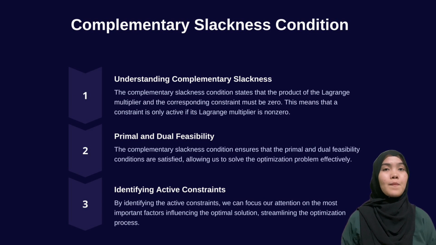Number 2. Primal and dual feasibility. The complementary slackness condition ensures that the primal and dual feasibility conditions are satisfied, allowing us to solve the optimization problem effectively. Number 3. Identifying active constraints. By identifying the active constraints, we can focus our attention on the most important factors influencing the optimal solution, streamlining the optimization process.